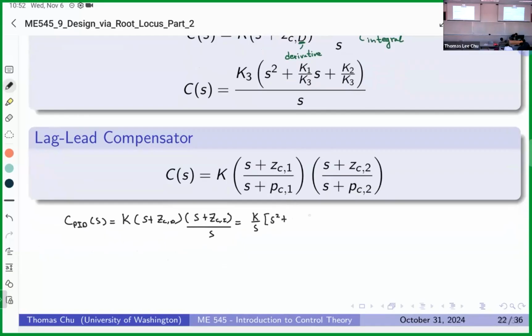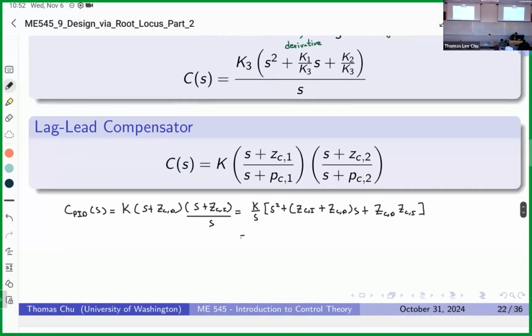And then we get S squared plus (ZCI plus ZCD) multiplied by S plus ZCD multiplied by ZCI. Okay, so once we get that, we can apply the K to everything, and we get 1 over S.